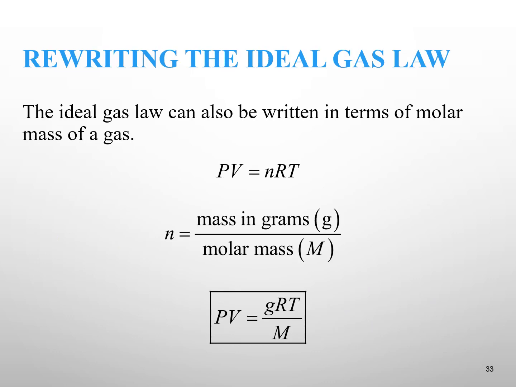We can always rewrite the ideal gas law to help us solve for other things like molar mass. It's pretty convenient because the number of moles is grams divided by molar mass. If you know that, we can replace the n with grams divided by molar mass. And if you ever have to get the molar mass or the grams, we can do it using our ideal gas law equation.